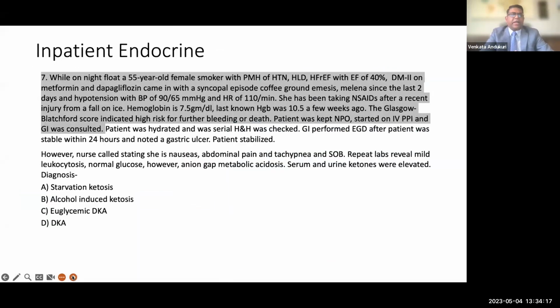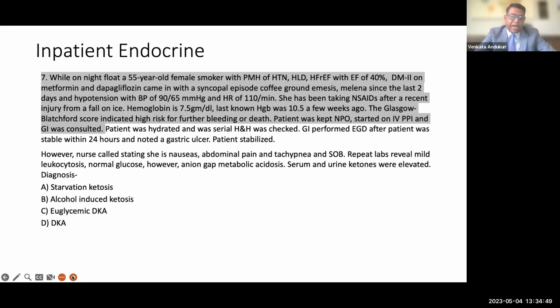Inpatient endocrine. While on night float, the same patient essentially. The patient was hydrated and serial H and H were checked. GI performed EGD after the patient was stable, within 24 hours, just as we saw in the evidence, and noted a gastric ulcer. The patient was stabilized, however, the nurse called stating she is nauseous, with abdominal pain, tachypnea, and shortness of breath.